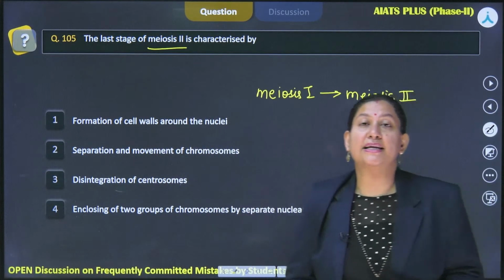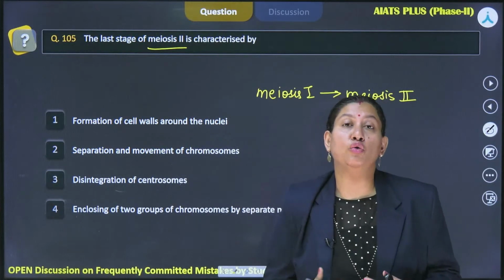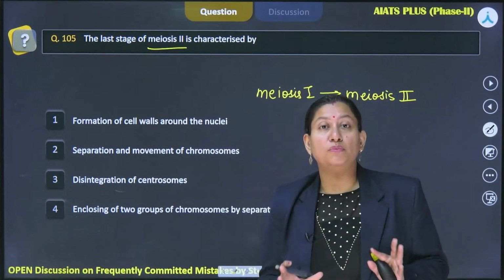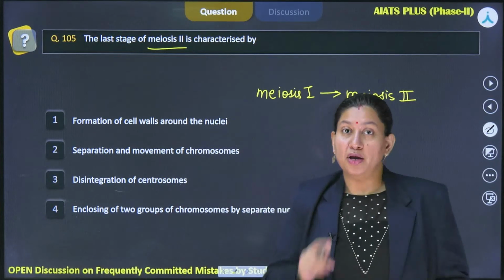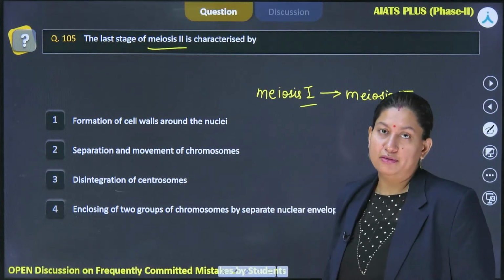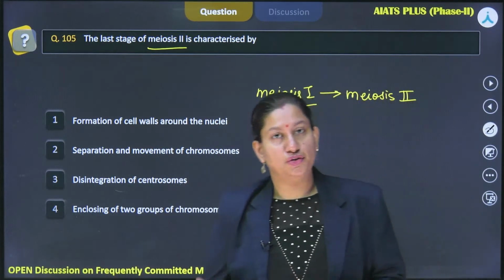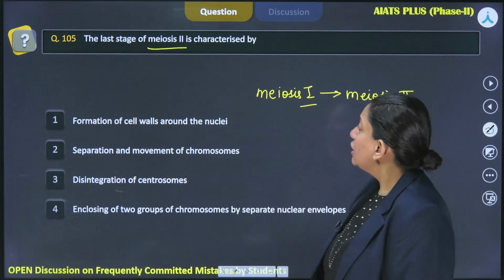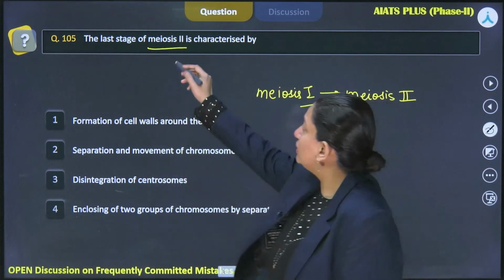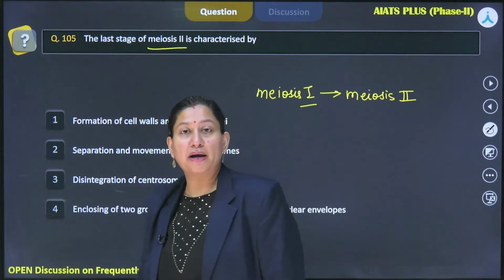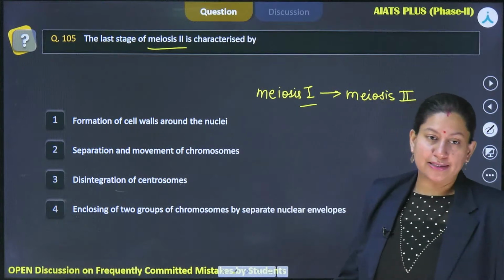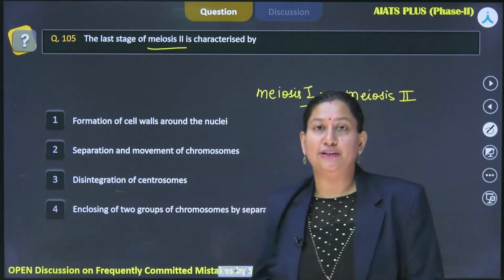Why are we saying it? Because over here there will be no further reduction in the number of chromosomes. The chromosome number is going to remain the same in the daughter cells that you have produced after meiosis 1. So when we say the last stage of meiosis II, we are talking about the last stage of karyokinesis, which is going to be telophase, right?